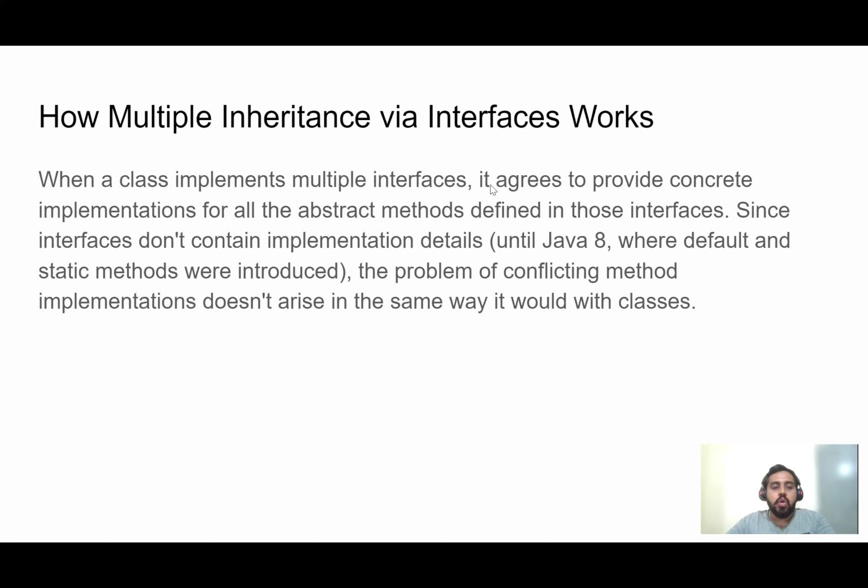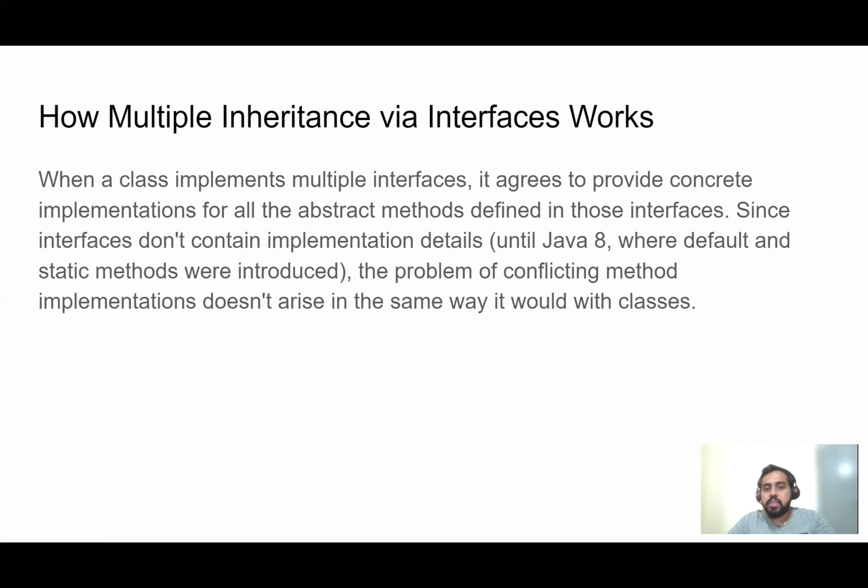So how is multiple inheritance achieved via interfaces? When a class implements multiple interfaces, that class should provide an implementation for the methods declared in both the parents. If both the parents have the same method name, the child class should give an implementation for that method. The child will provide the body anyway, and the parents only have declarations, so this does not create any ambiguity.